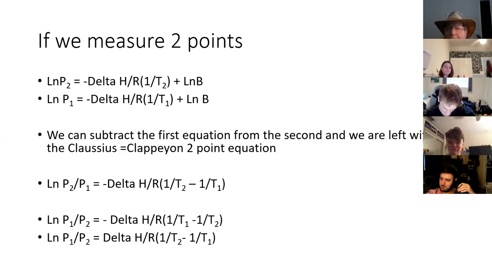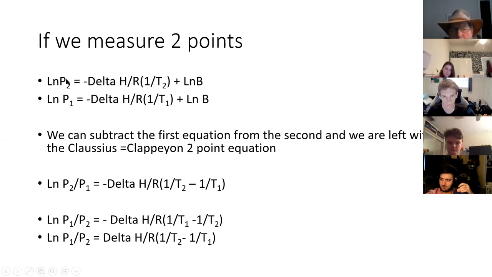Okay, if we measure 2 points, 2 pressures or 2 temperatures, we still have 2 variables, right? Another example of how we're going to manipulate equations. If I have 2 variables, I got to get rid of one of them so I can solve for the other, right? Simple algebra, right, guys?